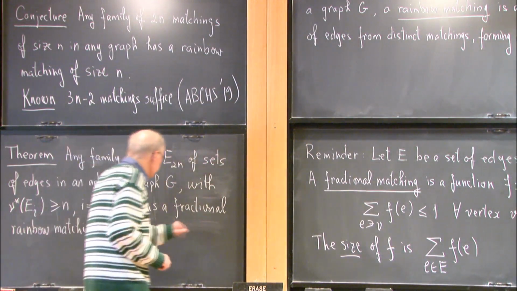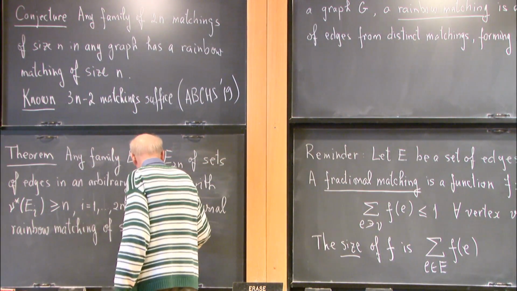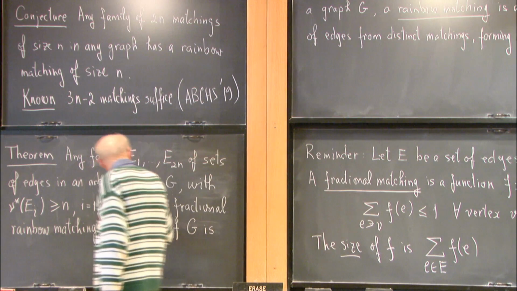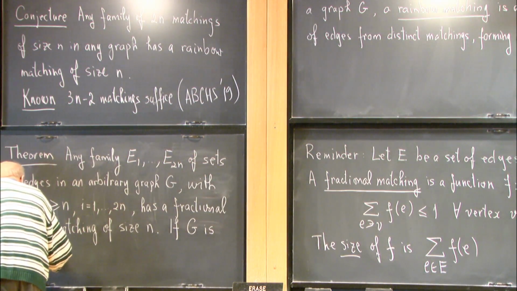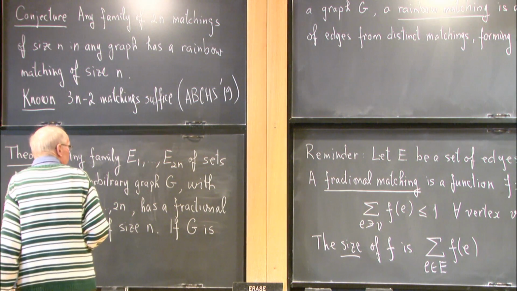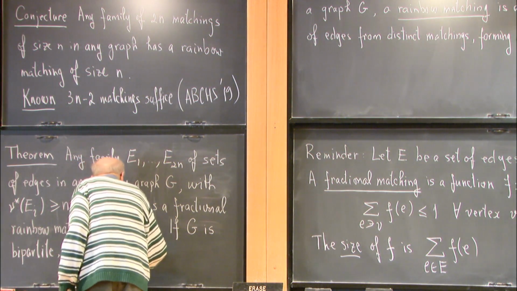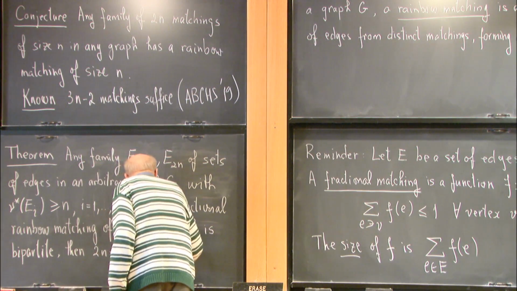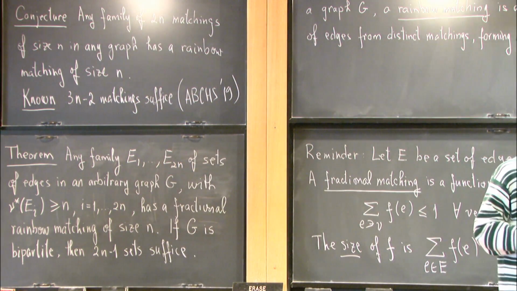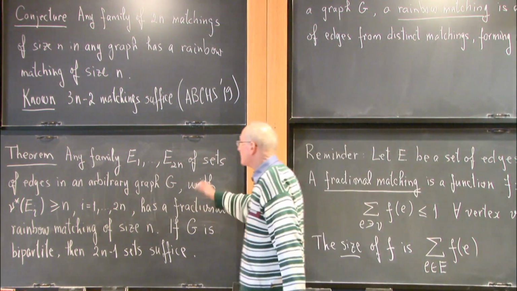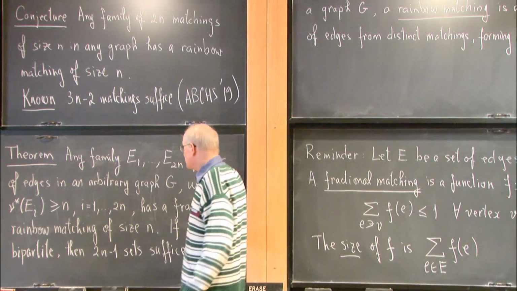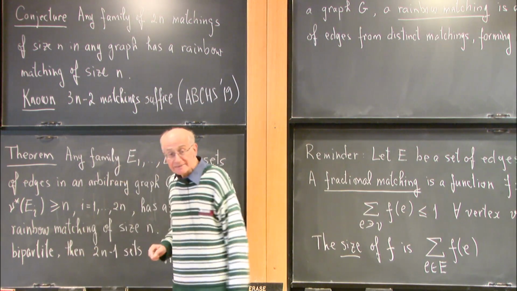Now, I will add to this one more thing. If G is bipartite, then 2n minus 1 sets suffice. So the same proof with a minor modification shows that if G is bipartite, then 2n minus 1 sets suffice.